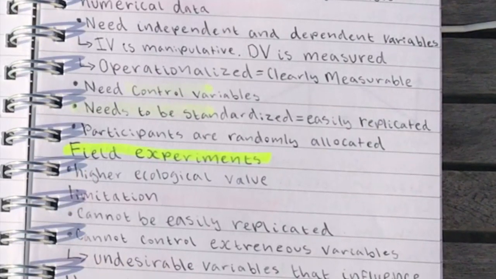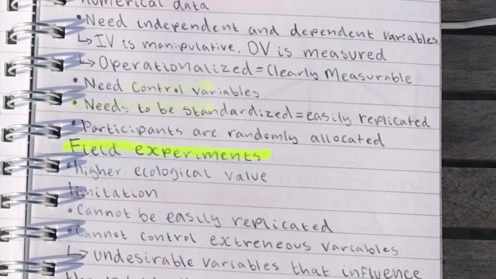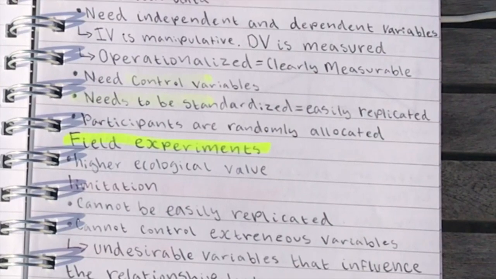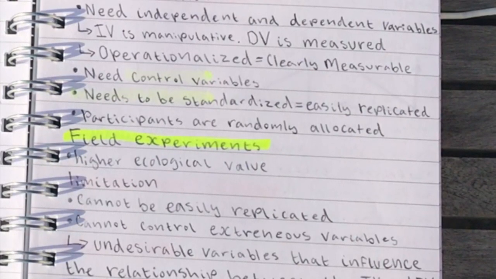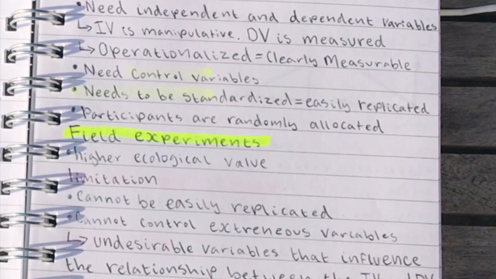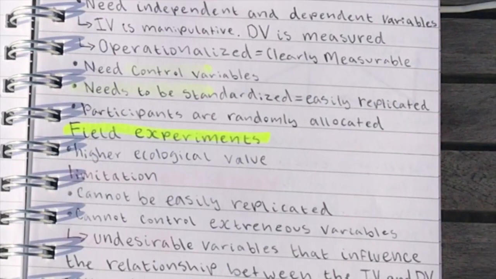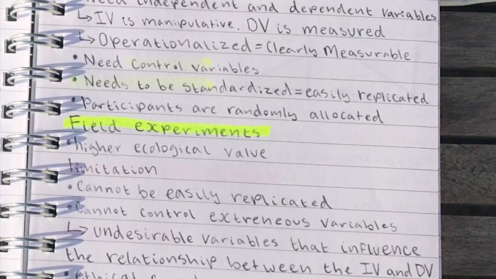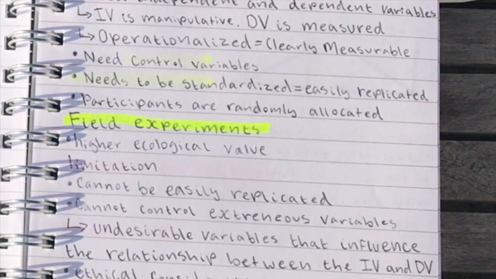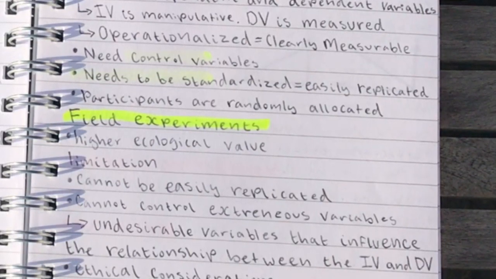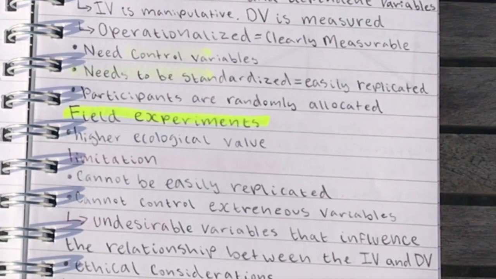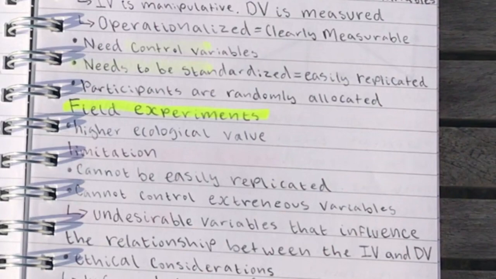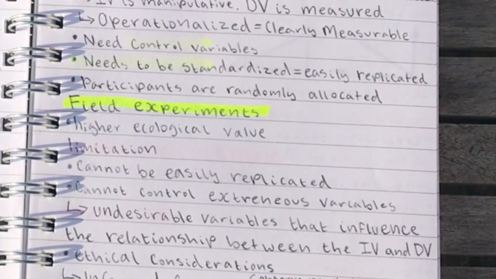There are also field experiments, which are said to have higher ecological validity. This essentially means that they are more realistic to real life, which means that the behavior that is displayed in the experiment may be more appropriate to what would actually happen in real life. However, there are limitations. They cannot be as easily replicated. They cannot control extraneous variables, which are undesirable variables that influence the relationship between the independent variable and the dependent variable.